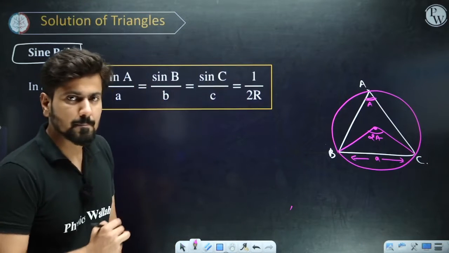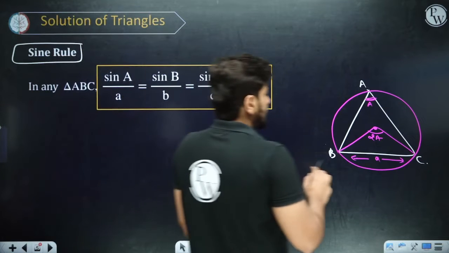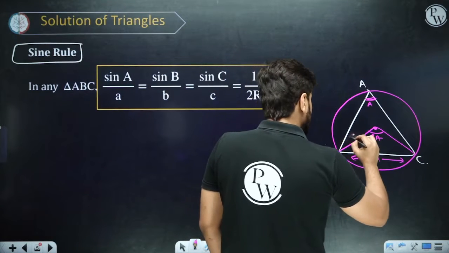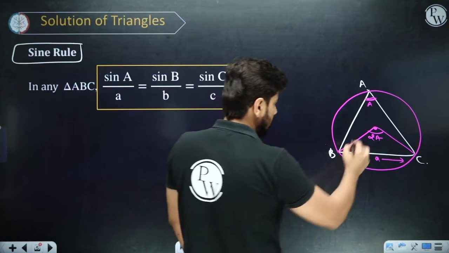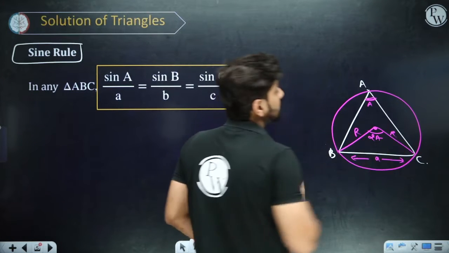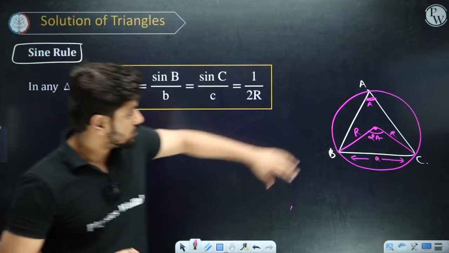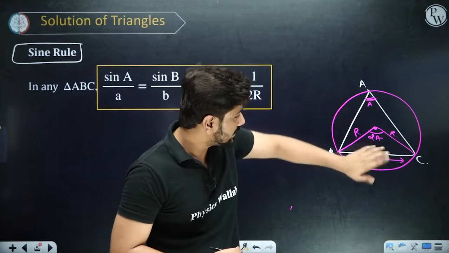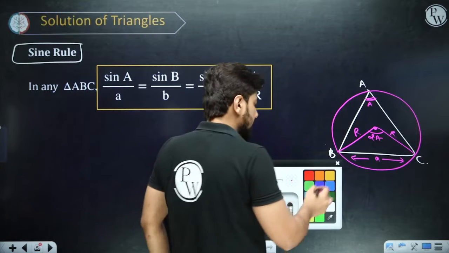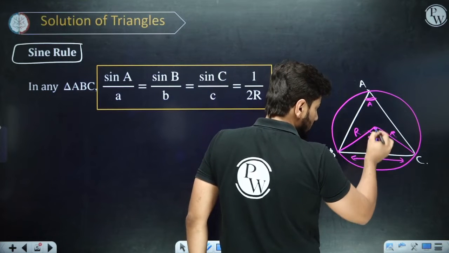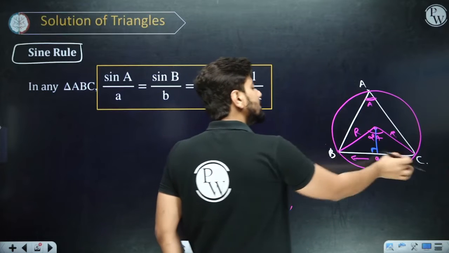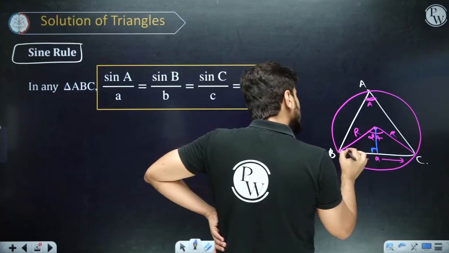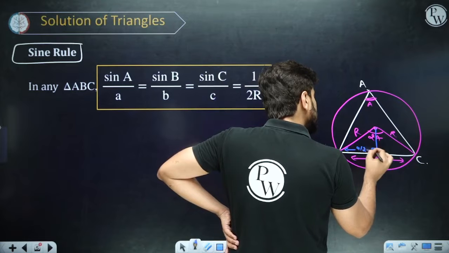So in this triangle, this is 2R, correct? This is R, which is known as the circumradius of this circle. So this is the circumradius, this is angle 2A, this is side a. If I drop a perpendicular from the center, the perpendicular will divide this chord into 2 equal parts. So this part will be a by 2, correct?